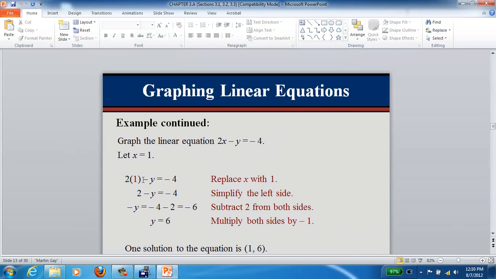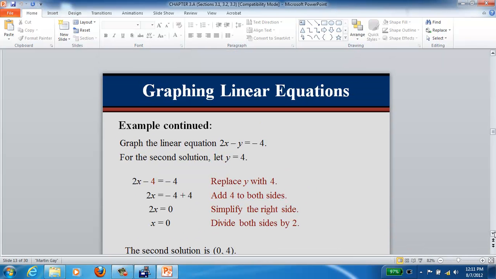So for example, here you let x equal 1. Substituting 1 for x, you come up with y equals 6. Therefore, (1, 6) is a solution to that equation. Now you let y equal 4. Substituting 4 for y and solving for x, x is equal to 0. Therefore, the second solution to that equation is (0, 4), which is also your y-intercept.